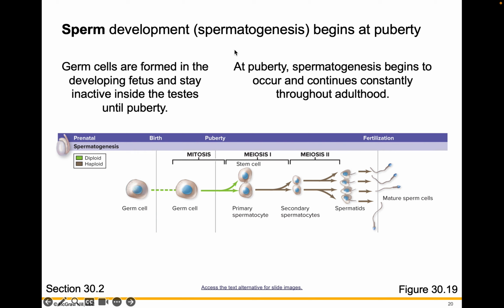Sperm development, or spermatogenesis, begins at puberty. Germ cells are formed in the developing fetus and stay inactive inside the testes until puberty. At puberty, spermatogenesis begins to occur and continues constantly throughout adulthood.